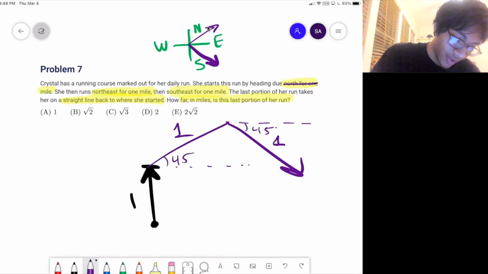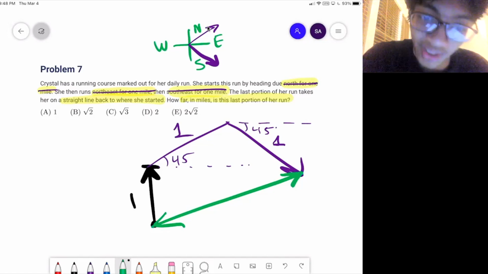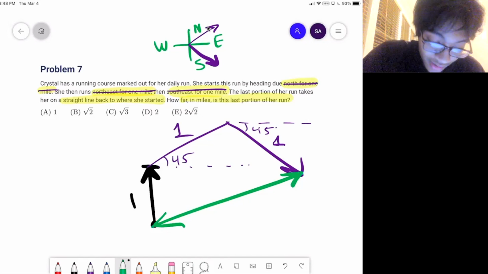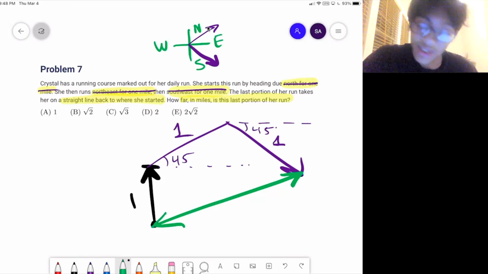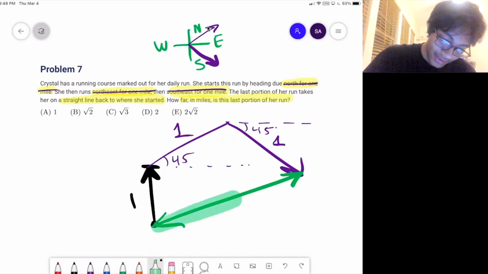We did her north part. She went northeast, we did that. She went southeast, we did that. And then it says the last portion of her run takes her on a straight line back to where she started. So we want to find this straight line distance back to where she started. How can we find that? I'm not sure actually, but it looks like it's going to be a bunch of triangles, right? Most notably, this distance right here looks like the hypotenuse of this right triangle.